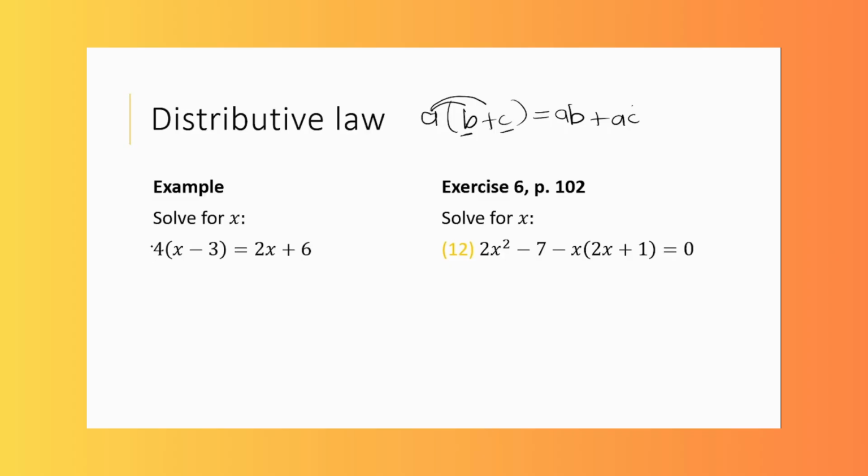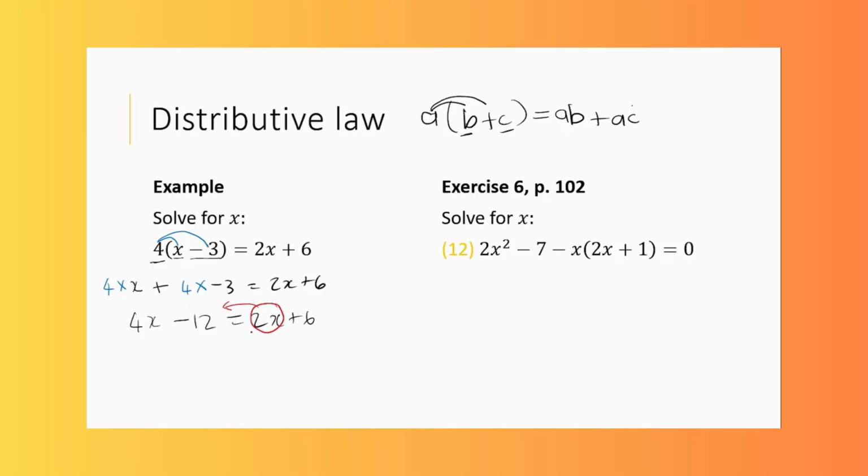So if we look at this first example, we have a 4 that's being times with a bracket that has 2 terms in it, x and -3. So our 4 is going to be times with the x and with the -3, so that we have 4x. 4 times -3 is -12. So that we have 4x - 12 is equal to 2x plus 6.